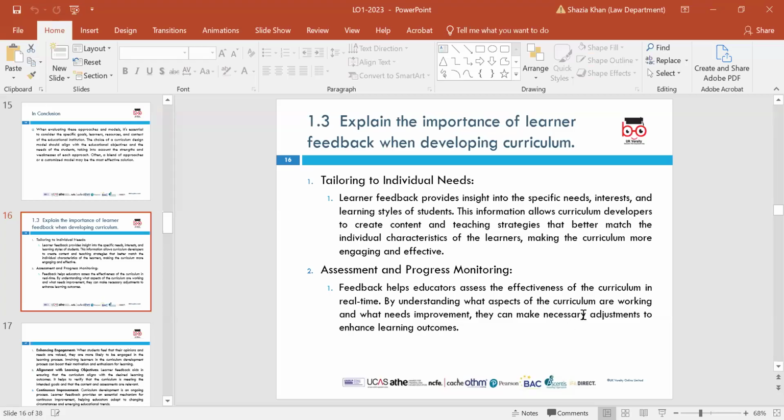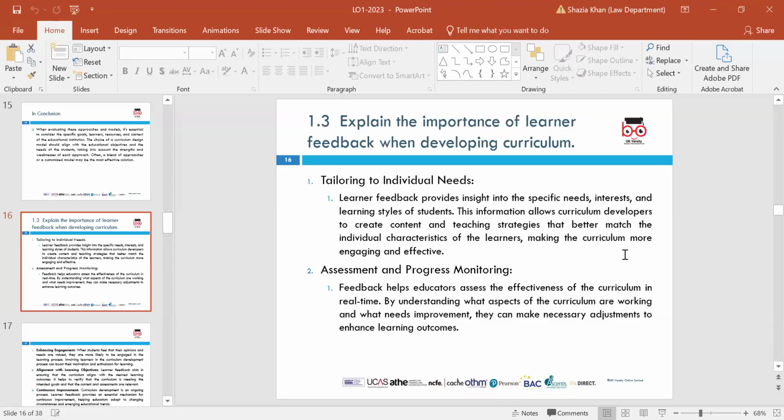So implementing new strategies for learners, making sure that they understand why it's so important and why these strategies are implemented. So we are trying to meet the needs of the students and implement their needs as well, rather than just looking at a curriculum design in place. So firstly, tailoring individual needs. Learner feedback provides insight into specific needs, interests, and learners' styles of students.